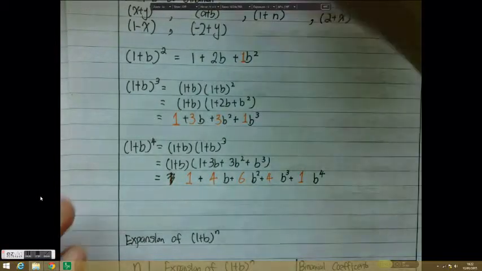Now I want to show you a table I've drawn below: the expansion of 1 plus b to the power of n. Let me explain that for a while. When n is 0, 1 plus b to the power of 0, anything to the power of 0 is 1. Then 1 plus b to the power of 1 is simply 1 plus 1b. 1 plus b squared is 1 plus 2b plus b squared, as we found out above. 1 plus b cubed and 1 plus b to the power of 4 we have also done, and we have gotten this here.